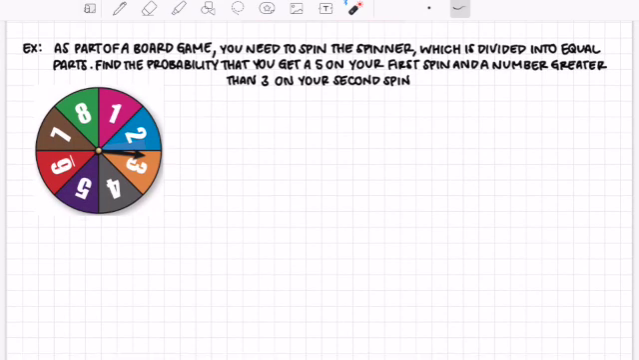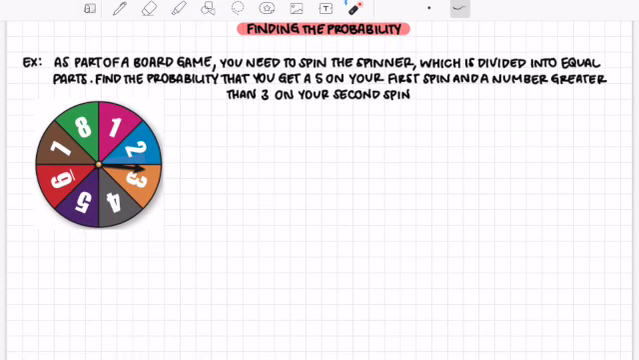Okay, so let's say, for example, we are asked to find the probability of the following. It says, as a part of a board game, you need to spin the spinner, which is divided into equal parts. So this is our spinner, and it's divided into 8 equal parts. Find the probability that you get a 5 on the first spin, and a number greater than 3 on your second spin. So just because I get a 5 on the first spin does not mean that that's going to affect my next spin. So this would be considered an independent event where, again, the first choosing does not affect the second one.